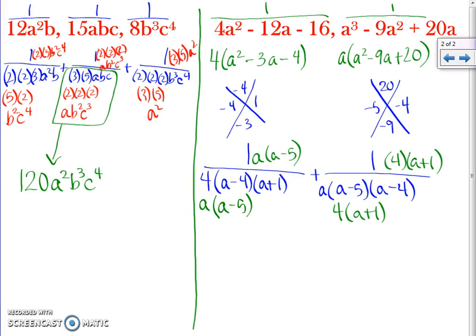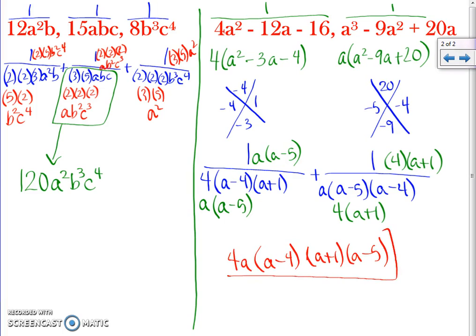Okay, so the common denominator, we're just going to write this out. We've got 4A out front, and then we have all of our factors written in any order that you want. Again, in our next lesson, we're going to be actually adding these together, but this is just the first step, getting that common denominator. Any questions?